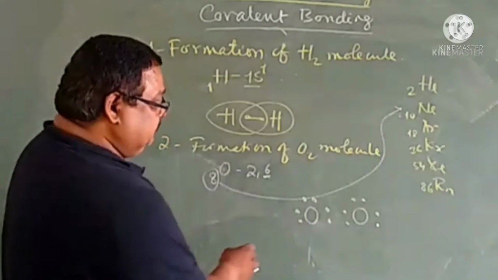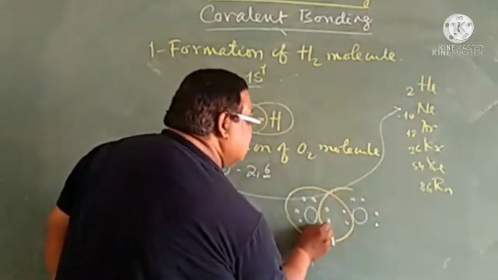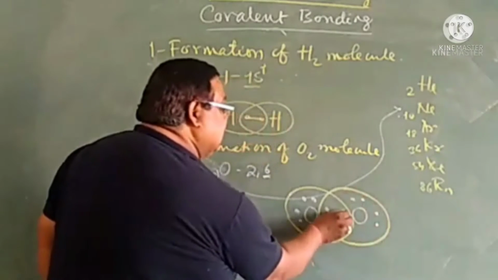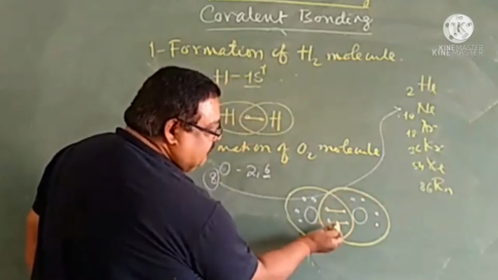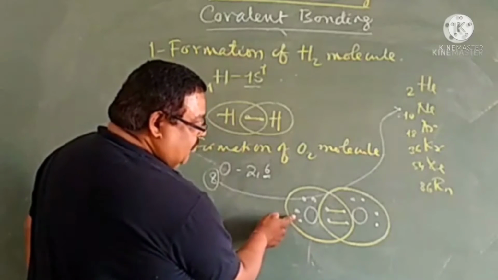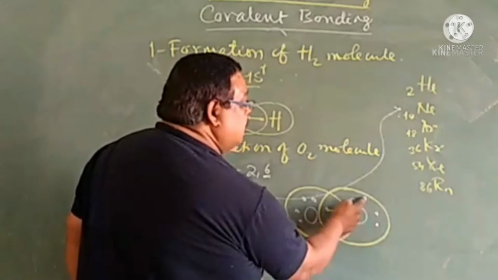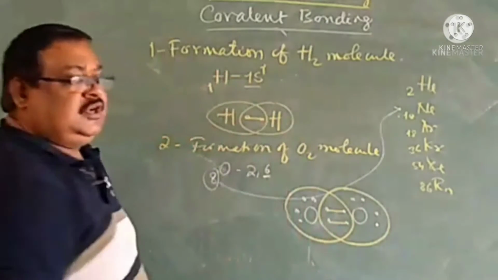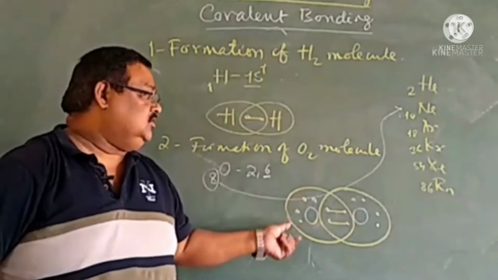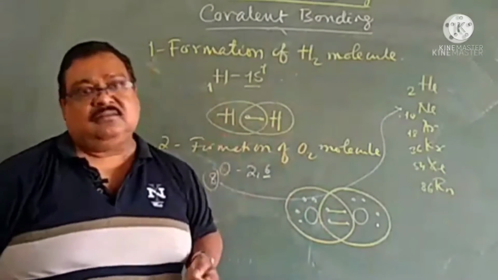So what will happen? They will share 2 of their valence electrons. Each of them shares 2 of its valence electrons, and a double bond is formed. Now see, after formation of this bond, this oxygen atom has got 8 electrons around it, 2, 4, 6 and 8. And this oxygen has also got 2, 4, 6 and 8. So a double covalent bond is formed between oxygen atoms during the formation of the oxygen molecule.